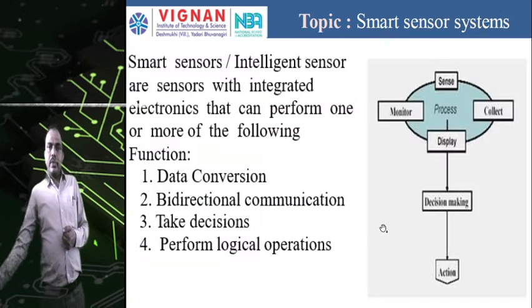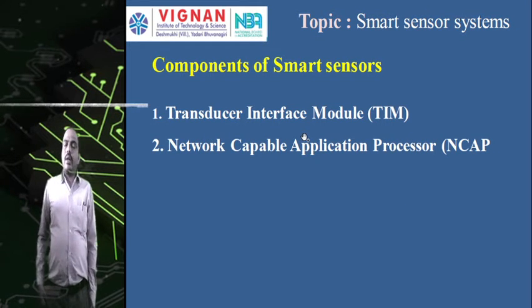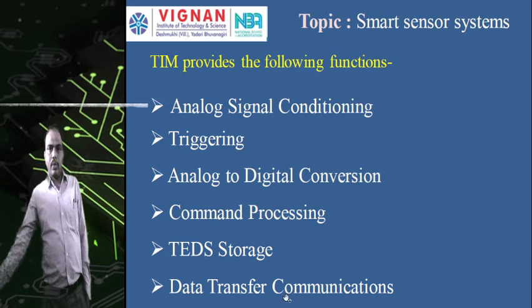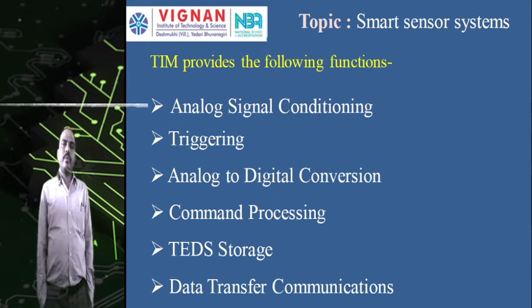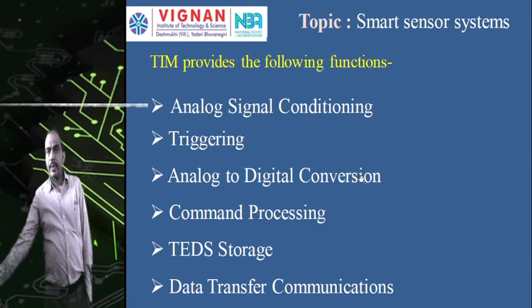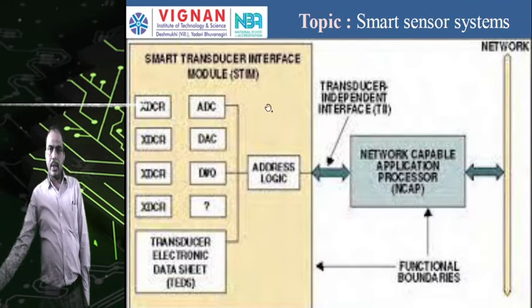Simply, you can say that it has 2 components: TIM, transducer interface module, sometimes we call it STIM, smart transducer interface module, and the network capable application processor. These are the functions provided by the TIM: analog digital conversion, command processing, triggering, etc. The NCAP is used for providing communication with the external network. So this is the actual smart sensor system.